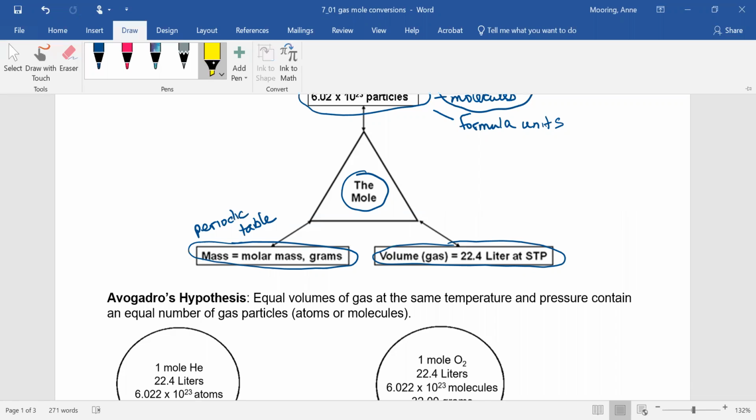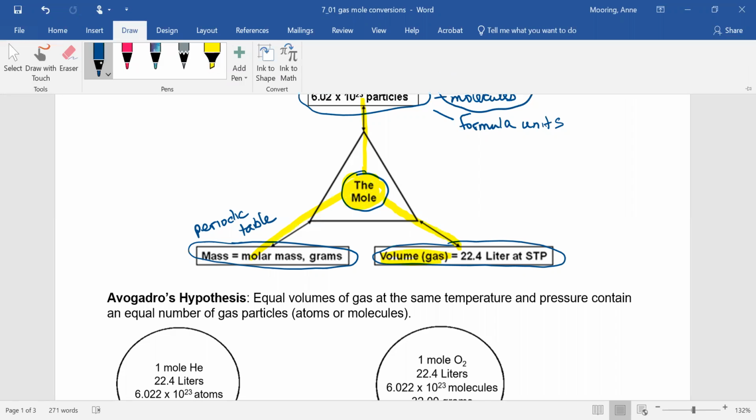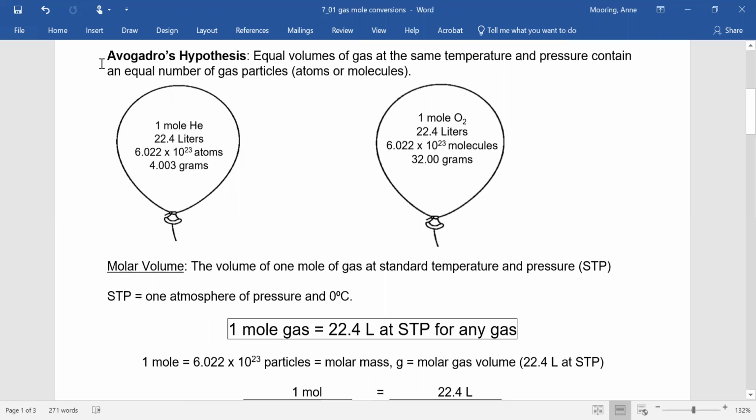So previously you were going back and forth between mass, the mole, and particles, always going through the mole and using dimensional analysis. What we are going to add today is also being able to add volume, and it's particularly volume of a gas. To do this, we're going to look at Avogadro's hypothesis. Avogadro said that equal volumes of gas at the same temperature and pressure contain an equal number of gas particles, and these are going to be atoms or molecules.